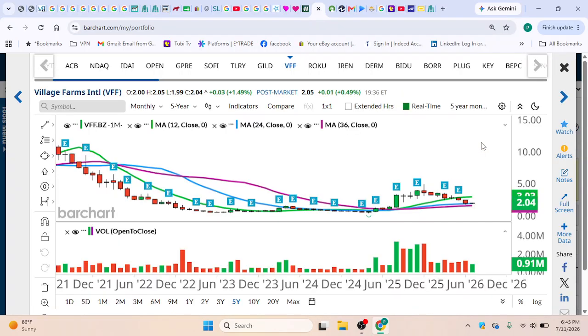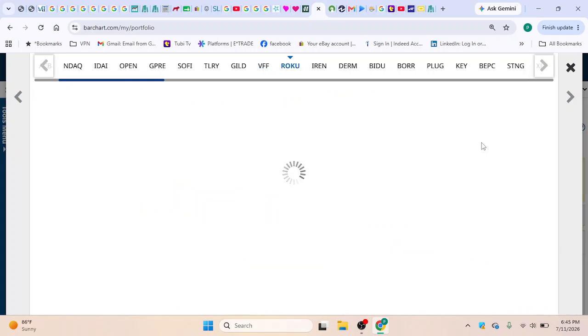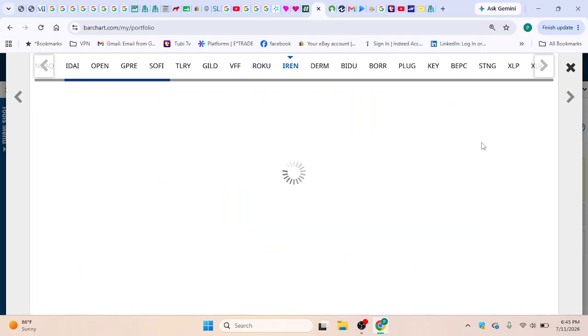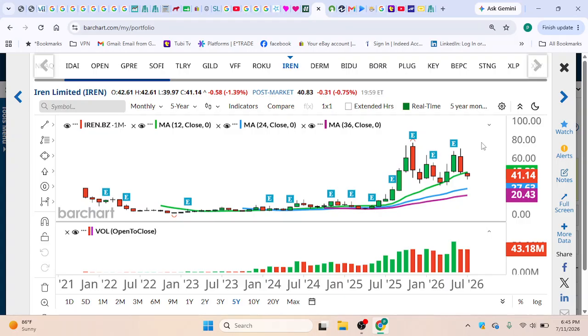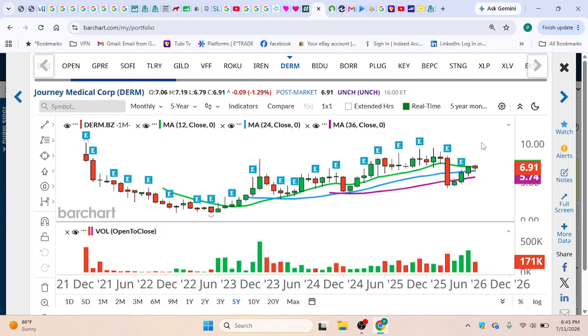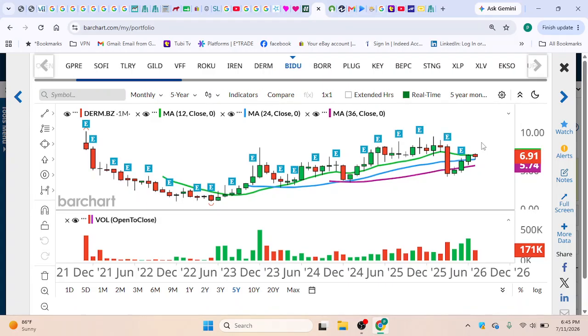VFF, I would say no, that's still kind of a downtrend. Roku is getting bought out by Fox, so that is basically not trading right now. So that's no. Iran has very wide ranges on those candles. That's a monthly chart. That's huge candles for a monthly chart. So I'd say no to that. I'm looking for tight candles. I'm looking for narrow price ranges or consolidations. No, I don't like that one.